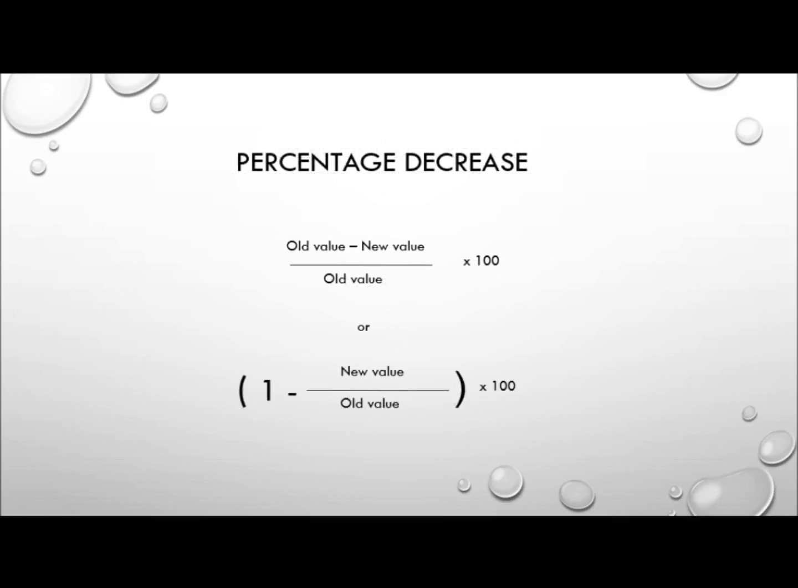So in summary, the percentage decrease is calculated by taking the new value away from the old value and dividing the difference by the old value and then multiplying by 100. Although you might see it also expressed as 1 minus the new value over the old value, all multiplied by 100.